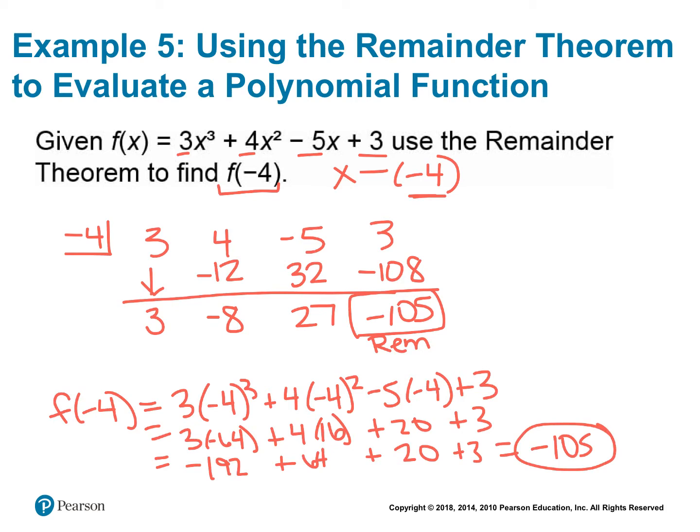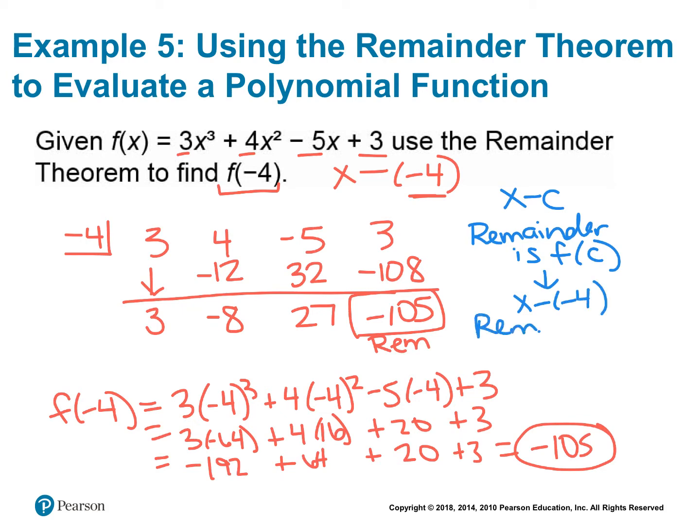Okay, so just thinking back to that theorem, it said x minus c, the remainder is whatever f of the same c is. So in this case, we're doing x minus -4. So the remainder is f of -4, which is -105.